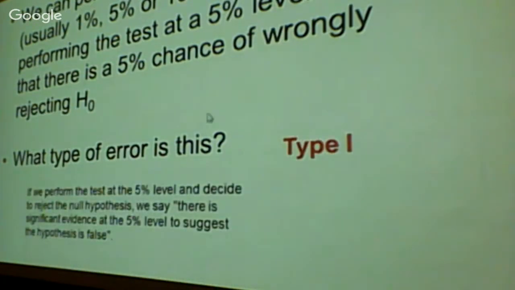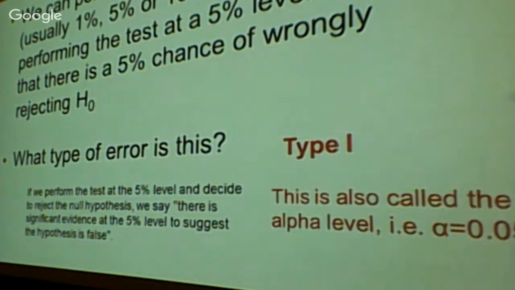Okay, so if we perform this test at 5% level and decide to reject the null, we say there is significant evidence at the 5% level to suggest the hypothesis is false. What hypothesis? The null hypothesis is false. Okay, alpha is 0.05. That's the way we usually write this down. 5% error in type 1, alpha is 0.05.